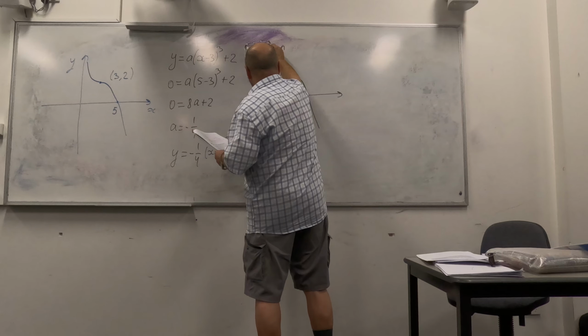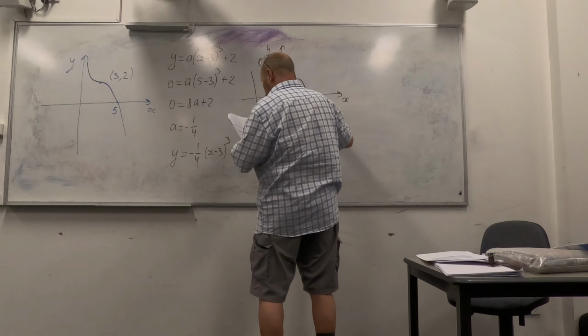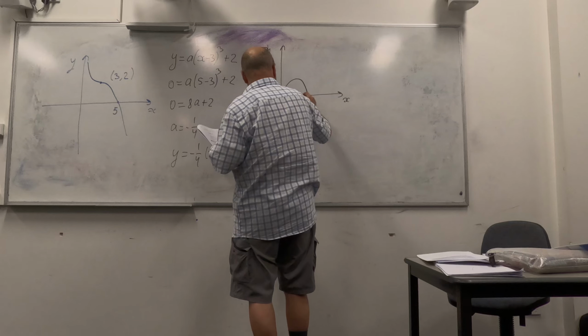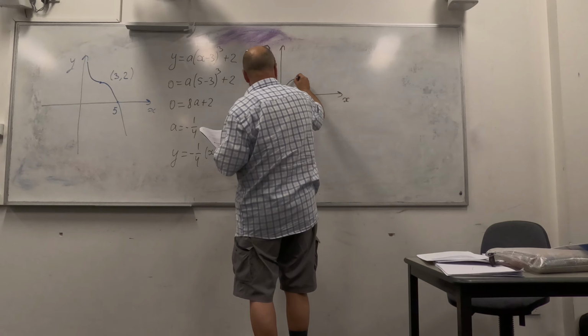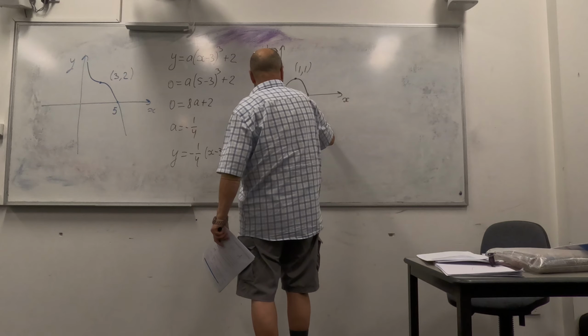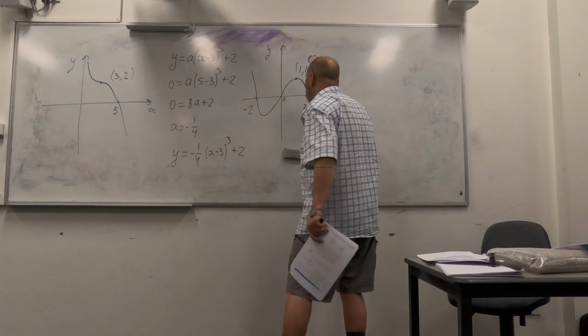Oh, it goes to 0. Oh, this is one of those ones. So we have this is negative 2, this is 2, and this point is 1, 1. And it goes through 0. No way, it's going through 0.